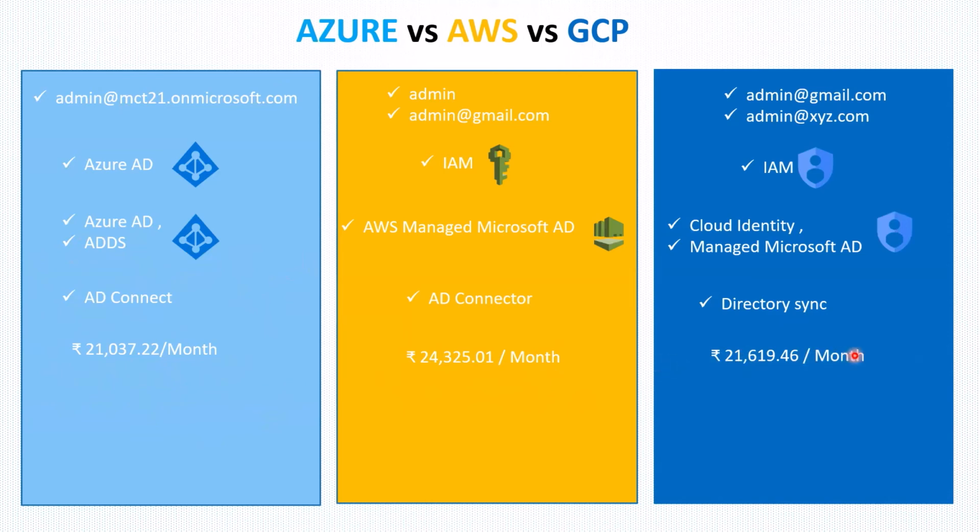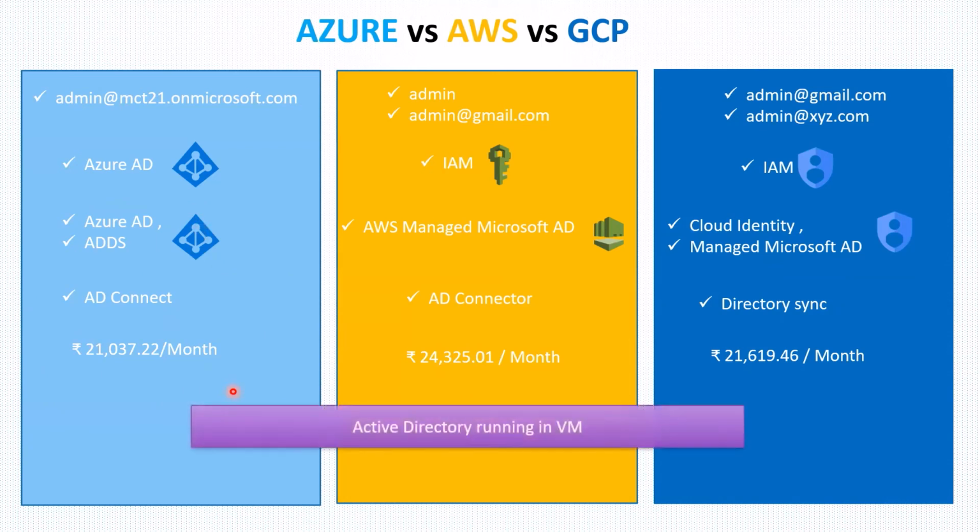Now there is one more common point for these three cloud providers. If I don't want to use any PaaS-based service, even if I don't want to use the default AD, what option do I have? The common option is to use IaaS-based services, where I can spin up one VM and install Active Directory inside that VM. Through that I can control all my accounts, and I can even apply group policy.